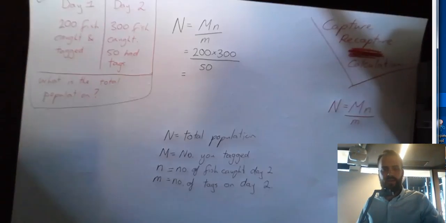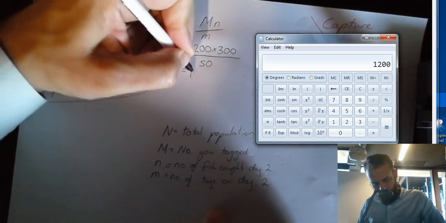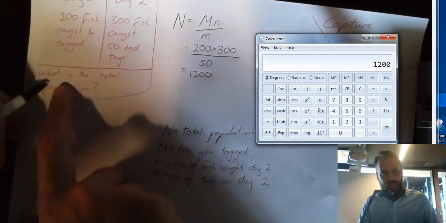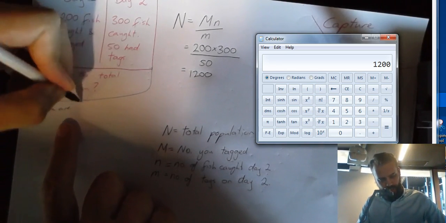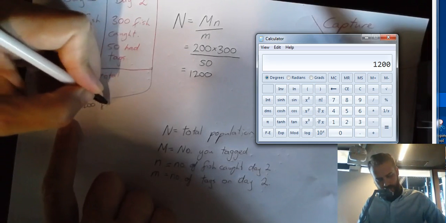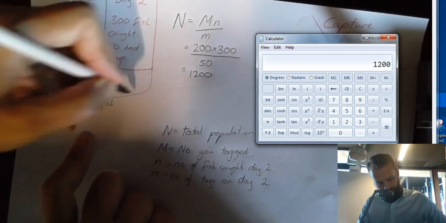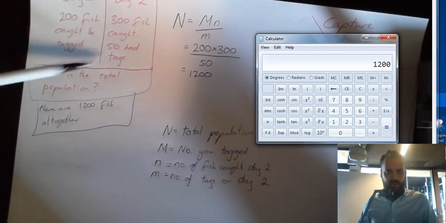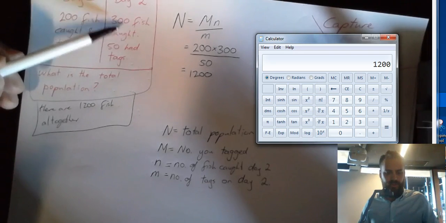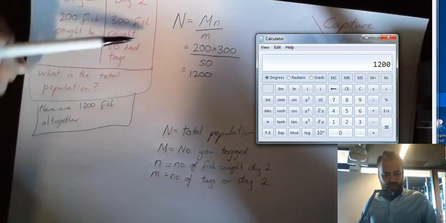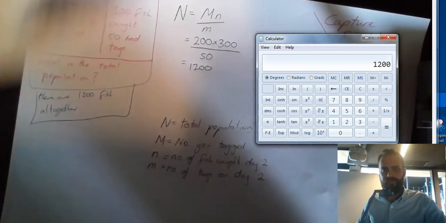That's it. Toss it in your calculator, you've got an answer. Okay, you can see from my calculator here, 1,200. So, what is the total population? There are 1,200 fish all together. So you caught 200 of them on day 1. You came back the second day, you caught 300 of them. 50 of them had tags. So altogether, 1,200 fish are what's sitting in the population.